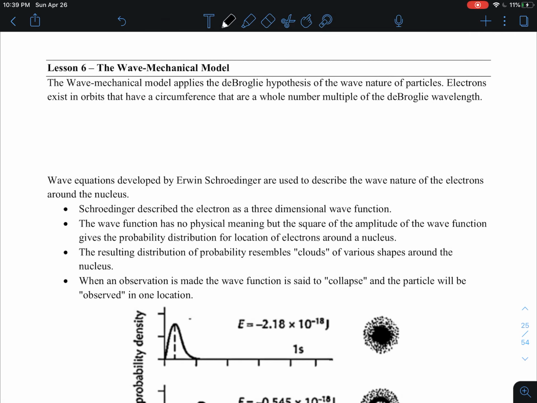All right, so lesson 6, the wave mechanical model. This is now trying to fix the problems that the previous model had, which was Bohr's model. Bohr's model accurately described that the electrons had to exist in set energy levels. De Broglie, along with Schrodinger, came up with this idea that maybe these electrons aren't so much just charged particles, but maybe they're waves acting in these circles.